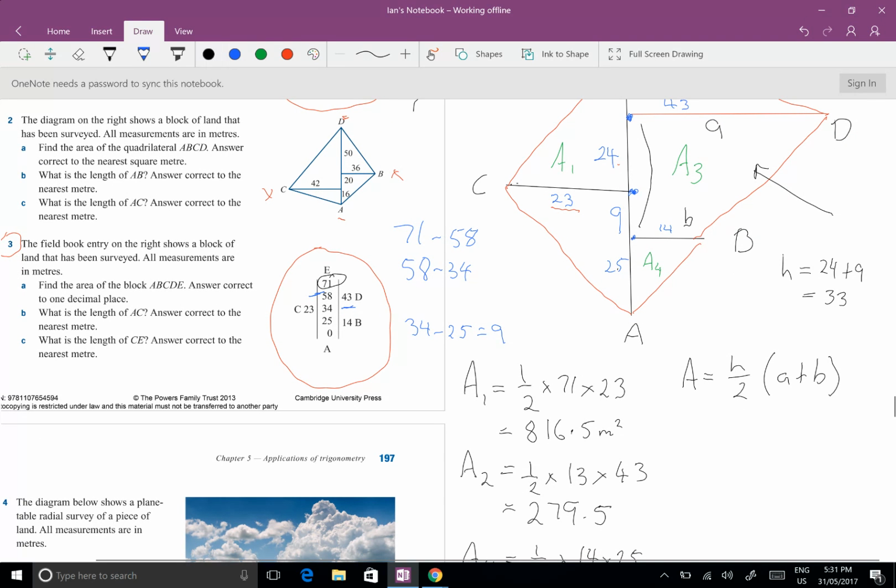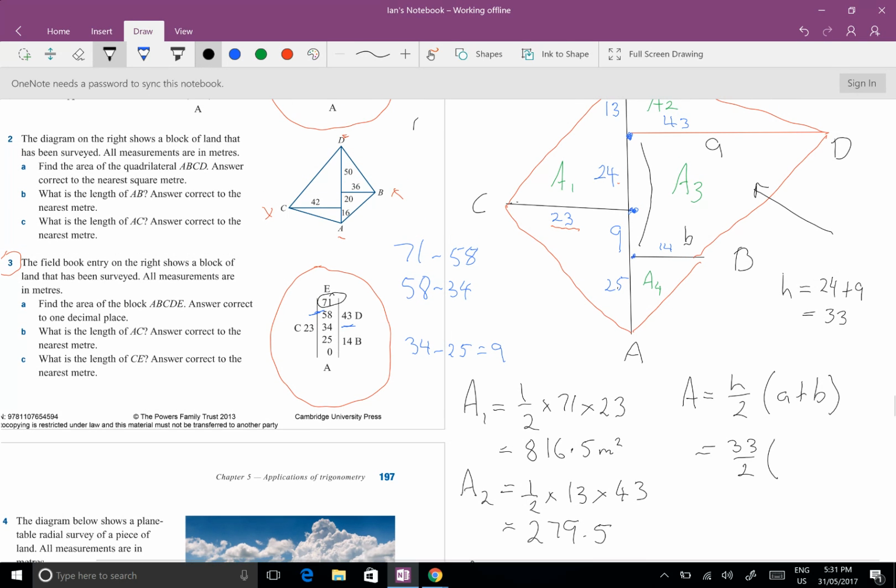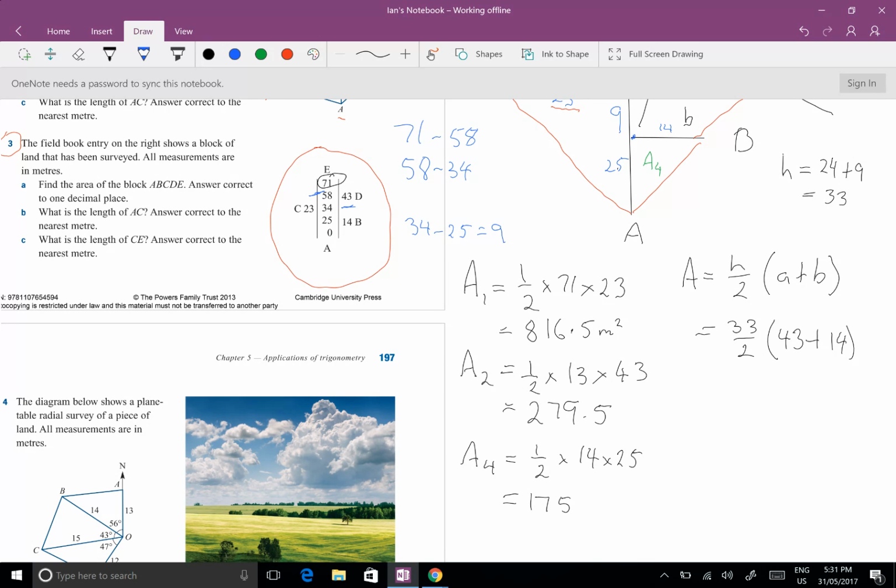So now we put it in. So we get 33 on 2 times 43 plus 14. So 33 divided by 2 times 43 plus 14. We get 940.5.